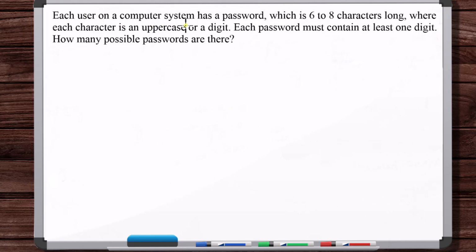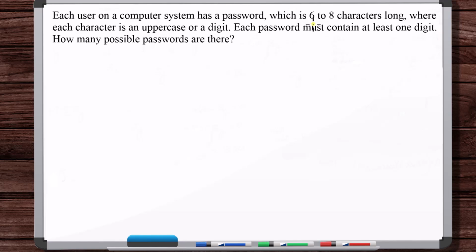Each user in a computer system has a password which is 6 to 8 characters long, where each character is an uppercase letter or a digit. Each password must contain at least 1 digit. How many possible passwords are there?